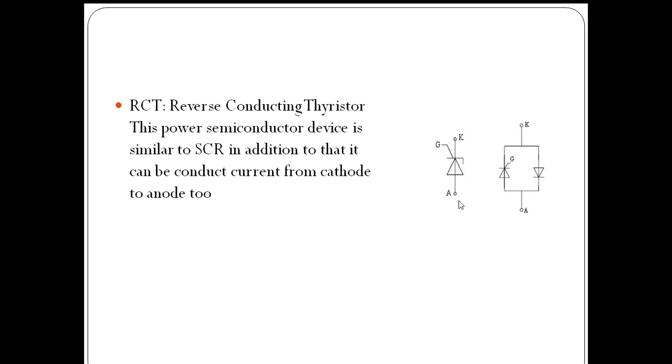Conduction from anode to cathode is one mode, and conducting from cathode to anode is another mode. Anode to cathode, mode 1. Cathode to anode, mode 2. So the RCT operates in these two modes. Please all of you note down these symbols. Very, very important. Definitely it will come in the examinations.